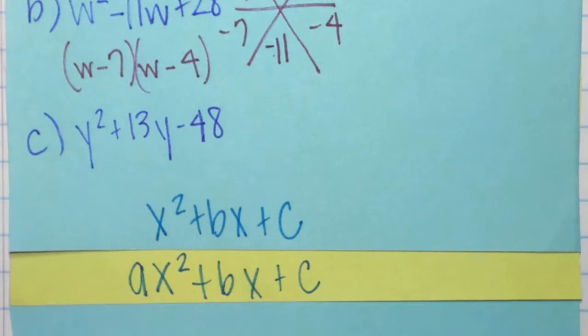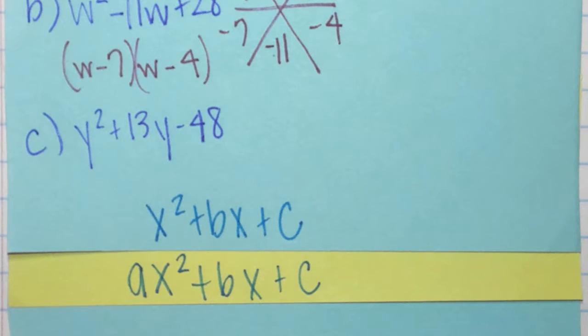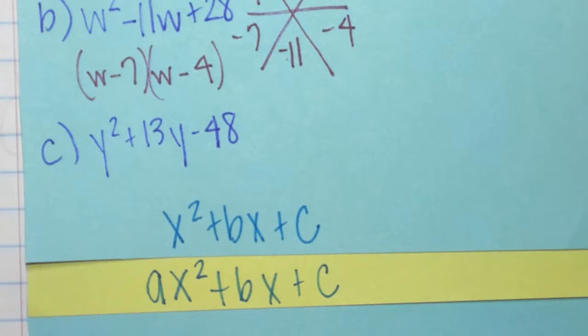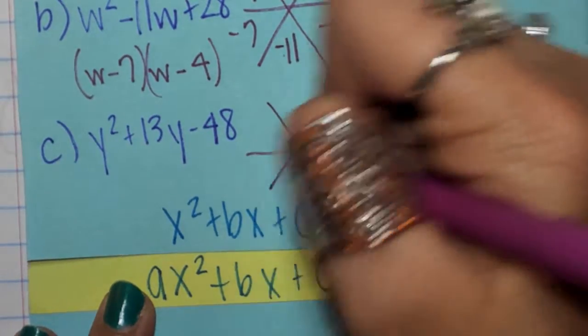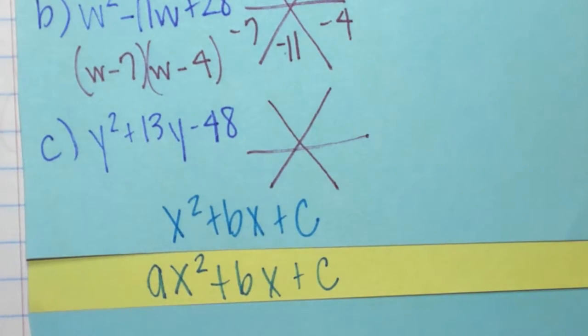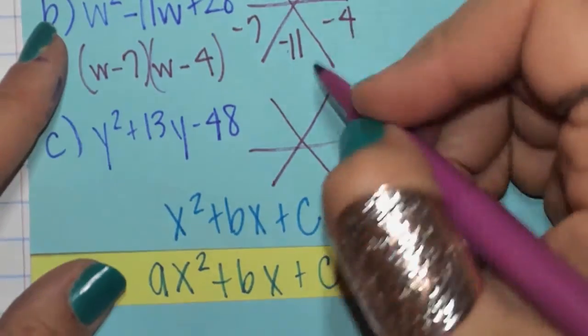All right, C, y squared plus 13y minus 48. Now this time C is negative, so what do we have to do? Look at me. And our big factor is going to be positive. Woo, we learned something. Yes, we did. Why don't you get excited about writing your notes down? All right, put a negative 48 up top.